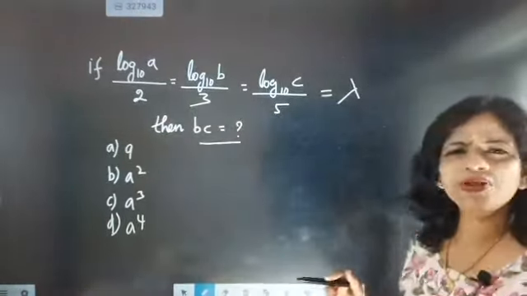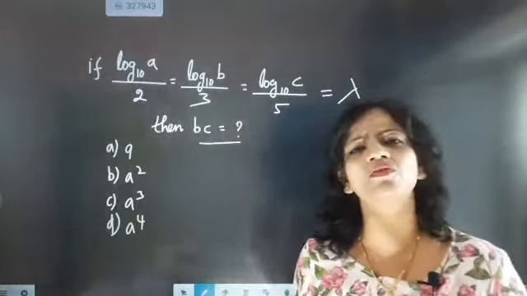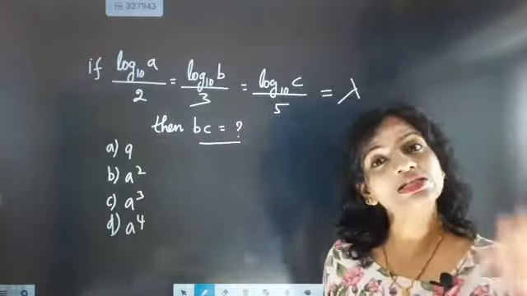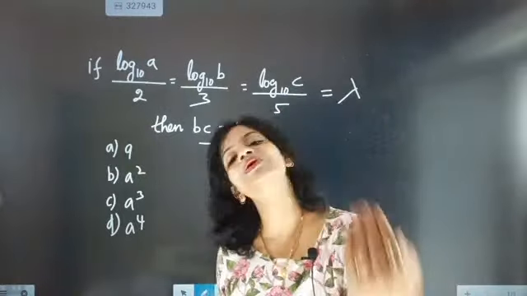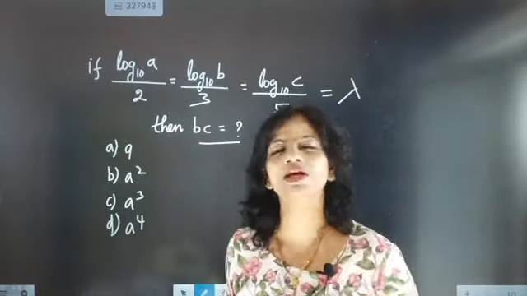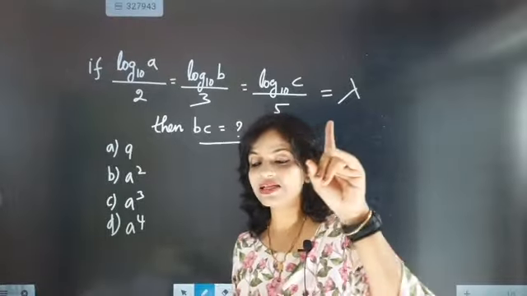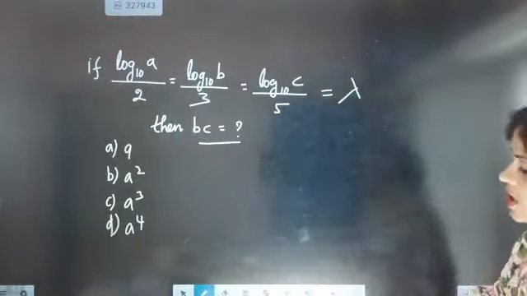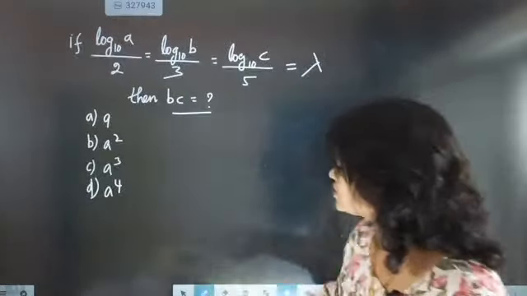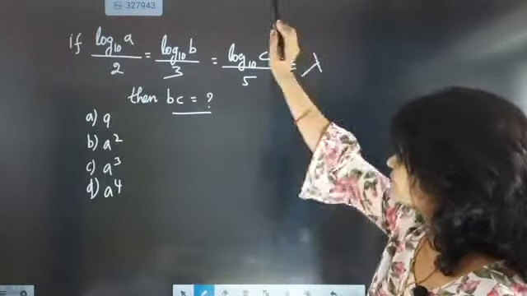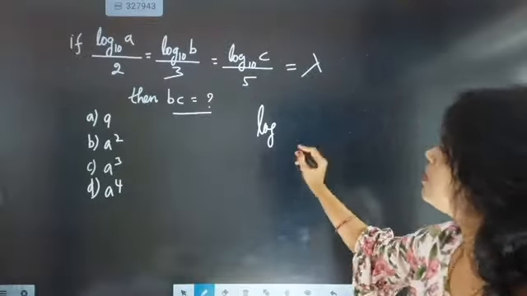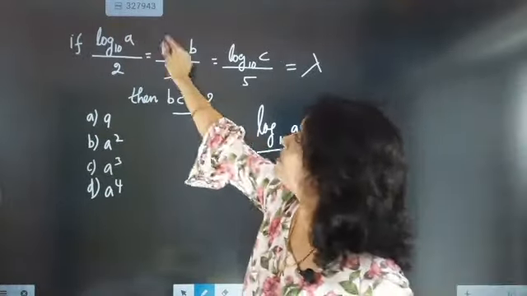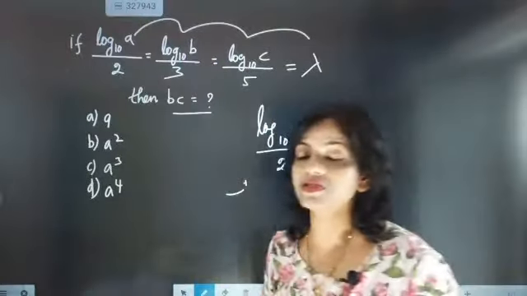Now look here, simple logic. Whatever is given to us, we are just making it equal to lambda, because the first part, second part and third part are each equal, so definitely they should be equal to some constant. So take lambda as some constant. Next, log base 10 a by 2 equal to lambda, because we have just assumed that.